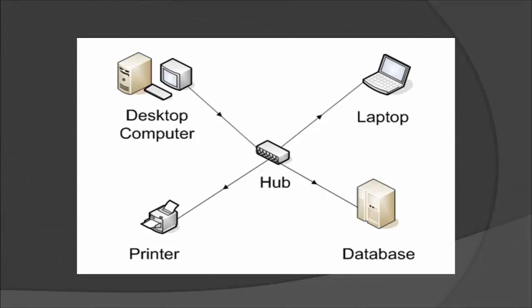Now this diagram shows the working of a hub. Data, when it comes in from the device, desktop computer being in this case, is sent to all the other devices being connected by the hub, printer, database and laptop in our case.